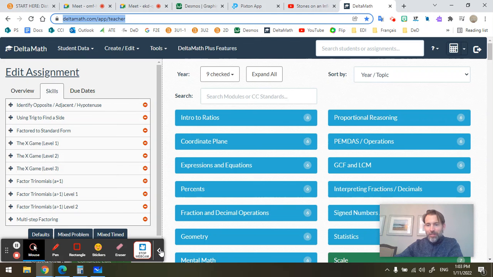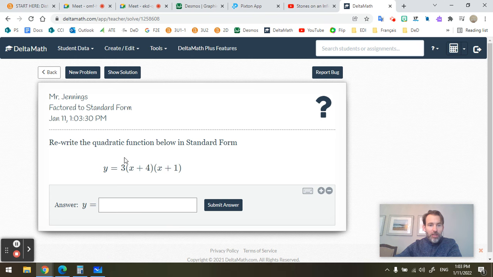Hi team, let's use Delta Math to review our factoring skills. I'm going to go through a Delta Math walkthrough, starting with factoring, and then I'm going to circle back to identifying opposite, adjacent, hypotenuse and using trig to find a side, in case you're looking for a different topic. First, let's take a look at factored to standard form questions. When I open one of these, I've been asked to give the answer in standard form.